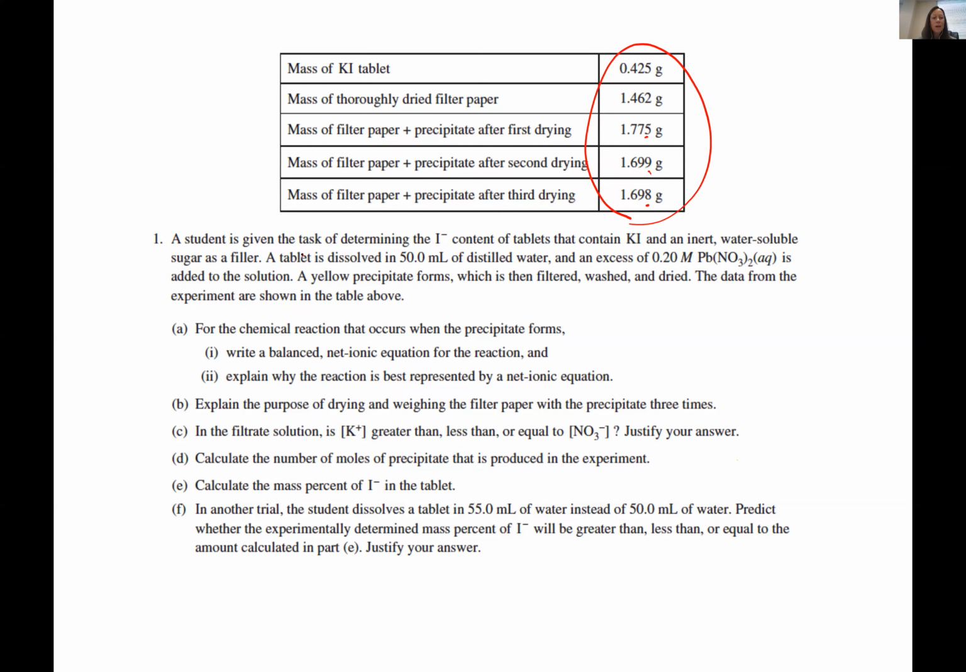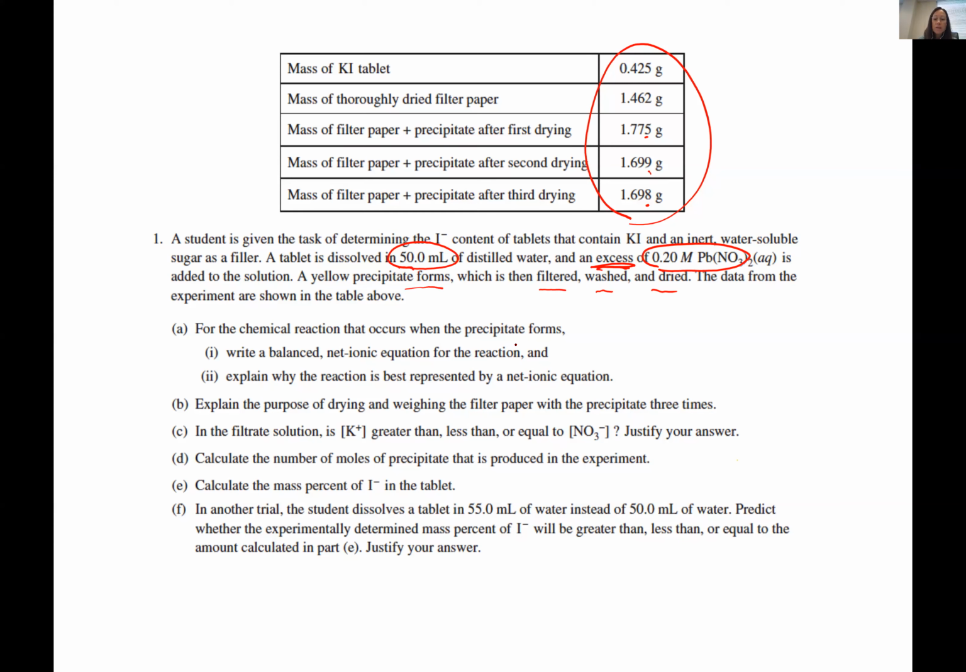And then you've got some more information right here. An inert water, who cares about the filler? The tablet is dissolved in 50 mL of water. You have an excess of lead(II) nitrate. A yellow precipitate forms, filtered, washed, and dried. That would be a procedure that you might have to describe. The data is shown in this table.